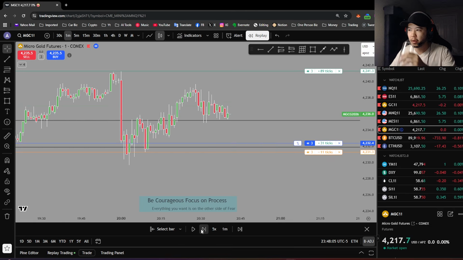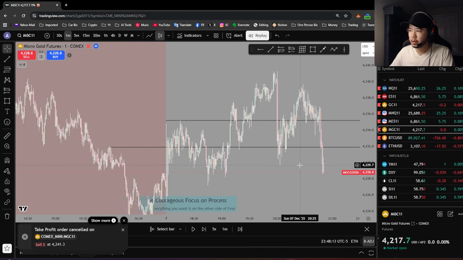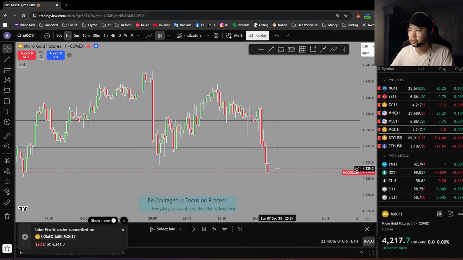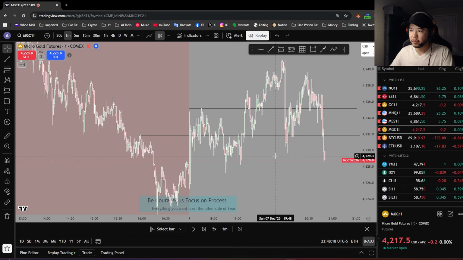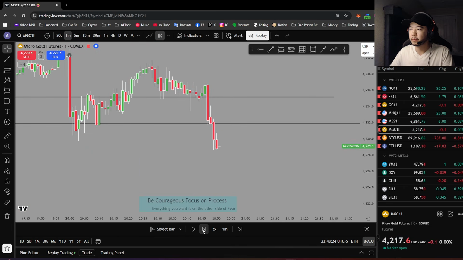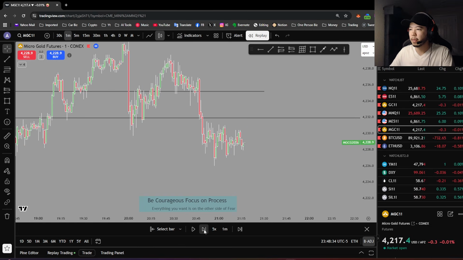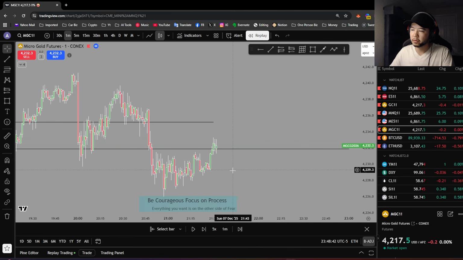Let's see. We were taken out of that trade. Let's see if the price is going to give us another shot. What time is it? 21. There it is. Close above it again.